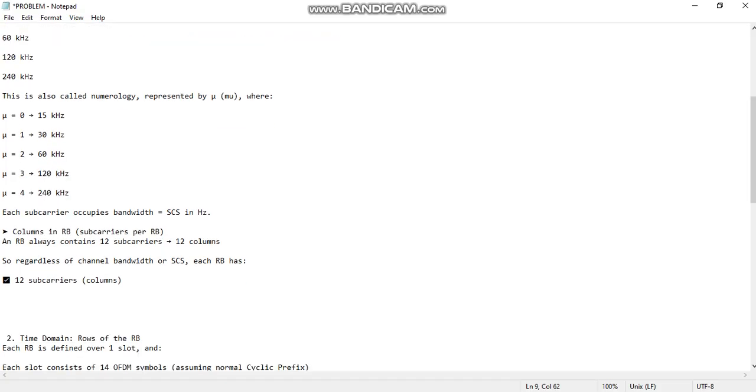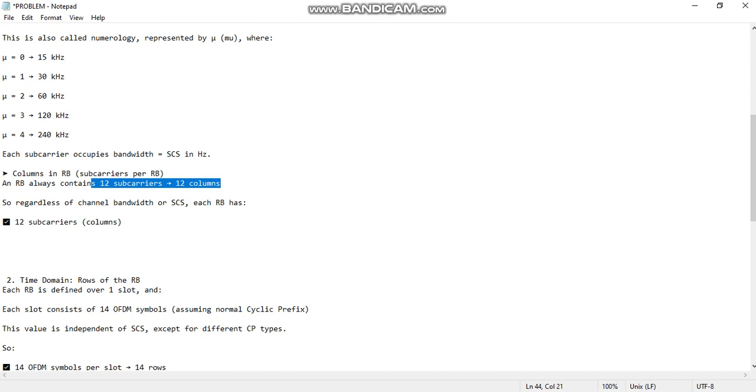So columns in a resource block: a resource block always contains 12 subcarriers, that is 12 columns. This is fixed. Regardless of channel bandwidth or subcarrier spacing, each resource block has 12 subcarriers.